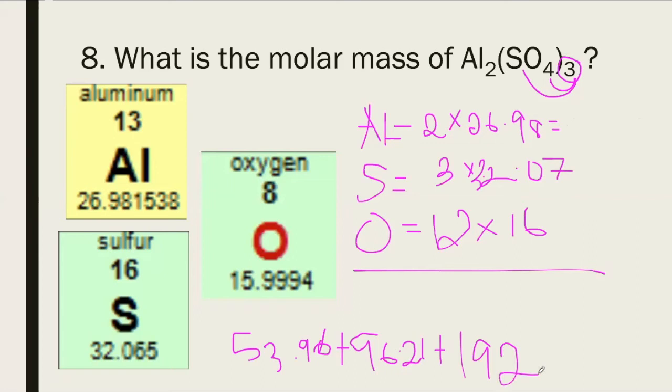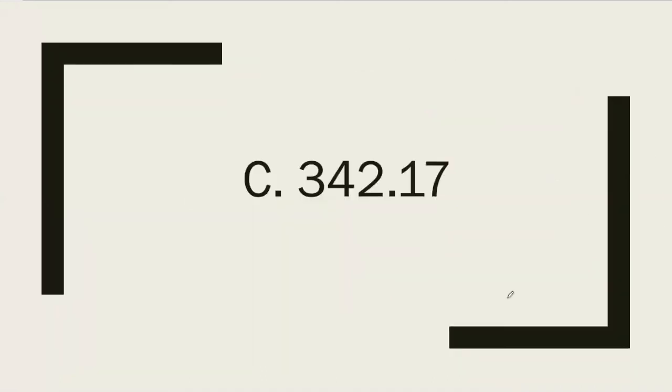So, last thing to do to find the molar mass, we add everything. So 192 plus 96.21 plus 53.96. That gives us 342.17 grams per mole. So the answer is C, 342.17 grams per mole. So tapos na tayo sa part 1.